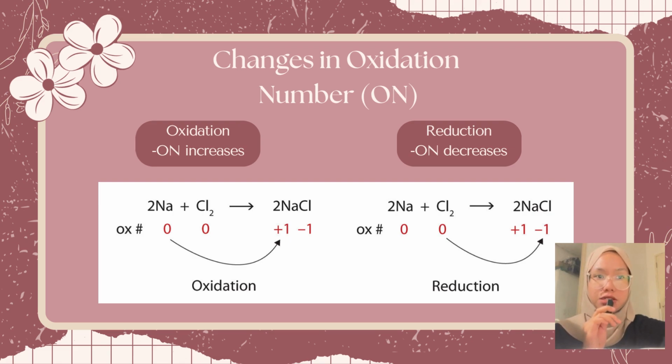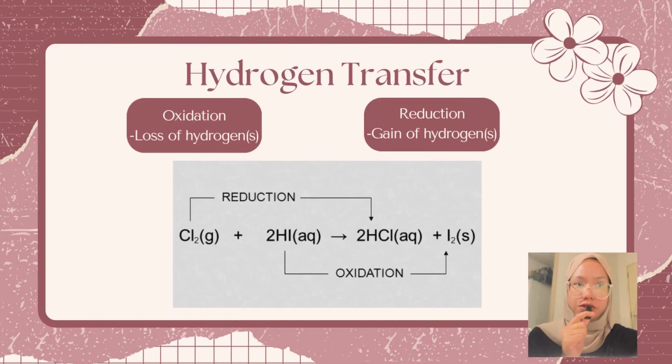Changes in the oxidation number. Oxidation is when the oxidation number increases, while reduction is when the oxidation number decreases. For example, a reaction between sodium and chlorine. Sodium oxidation number goes from 0 to +1, so it's oxidized, while chlorine oxidation number goes from 0 to -1, so it's reduced. Finally is hydrogen transfer.